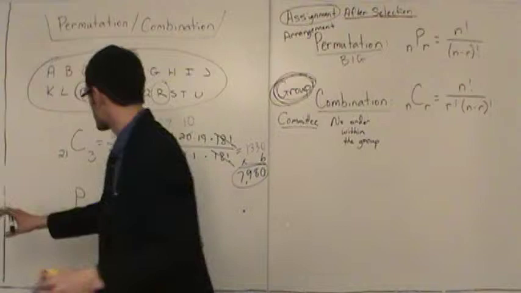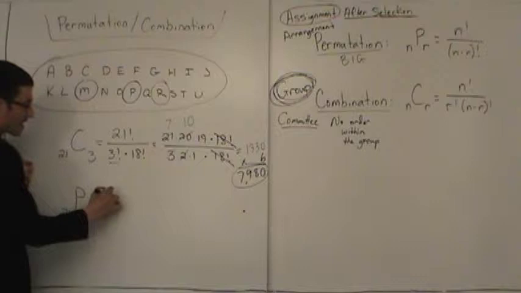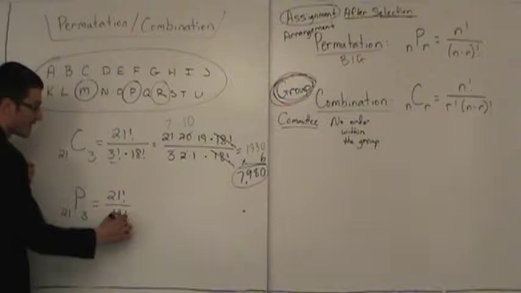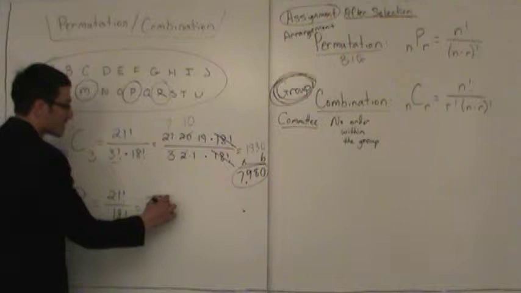And what is this? Well, the formula says put n factorial on top, or 21 factorial over, now subtract the two. 21 minus 3 gives what? 18 factorial. So subtract these two factorial. 21 minus 3 is 18. 18 factorial, we get 21 times 20 times 19.